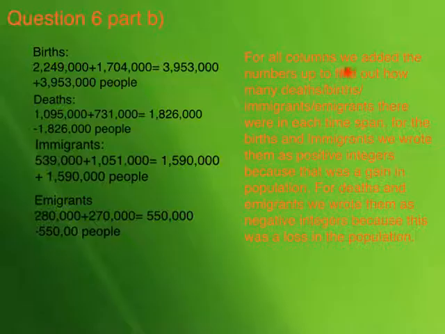For all the columns, we added the numbers up to find out how many deaths, births, immigrants, and emigrants there were for each time span. For the births and immigrants, we wrote them as positive integers because they were a gain in the population. For deaths and emigrants, we wrote them as negative integers because they were a loss in the population.